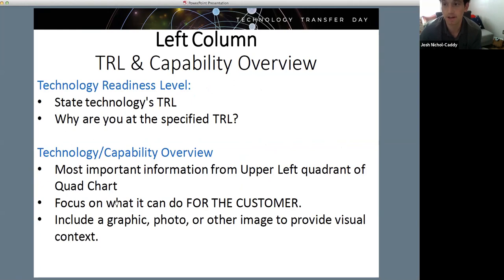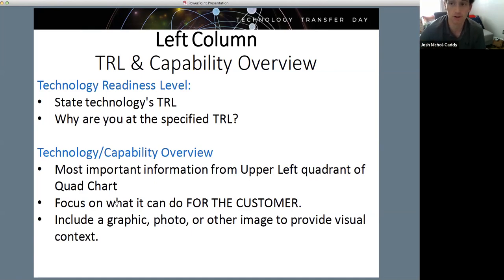TRL and capability overview. Again, this one is kind of just stating the technology's TRL, and similar to intellectual property, there is no wrong answer. It's just where you're at. It's just an assessment of what level of technological development you have achieved to this point. So it will frame the conversation, just like with patent protection, or intellectual property position, or whatever.